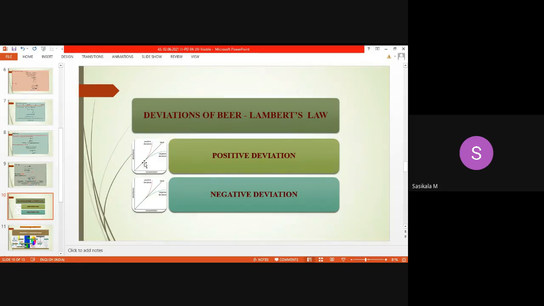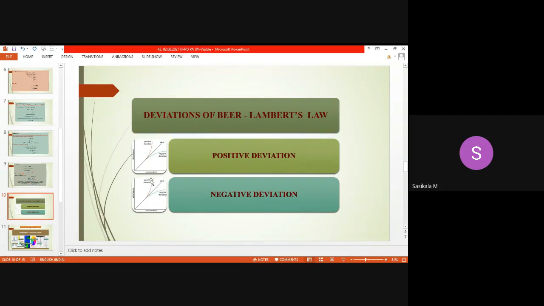In order to meet Beer-Lambert's law, we need the linear calibration curve, as I said, for quantitative methods. From the linear curve, deviation occurs, positive and negative deviation. When you take concentration on the x-axis and absorbance on the y-axis, you need to get a linear curve. But sometimes it will not meet the linearity. It will deviate from linearity for the set of standards. One is positive deviation, another is negative deviation. If it moves higher, then it is positive. If it moves lower from the linearity, then it is negative deviation.